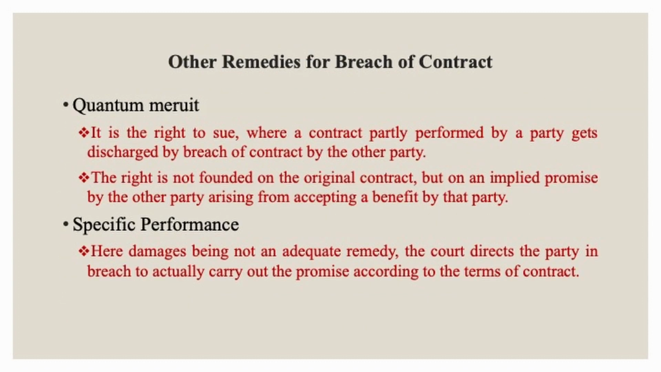Now, what are the other remedies available for breach of contract? Quantum meruit is a right to sue where a contract is partly performed by one party and gets discharged by breach of contract of the other party. Here, the right is founded on an implied promise by the other party because of accepting the benefit of the part performance. Specific performance of contract. Here, the court directs the party responsible for breach to actually carry out the promise as per the terms of the contract, because damages are not an adequate remedy.